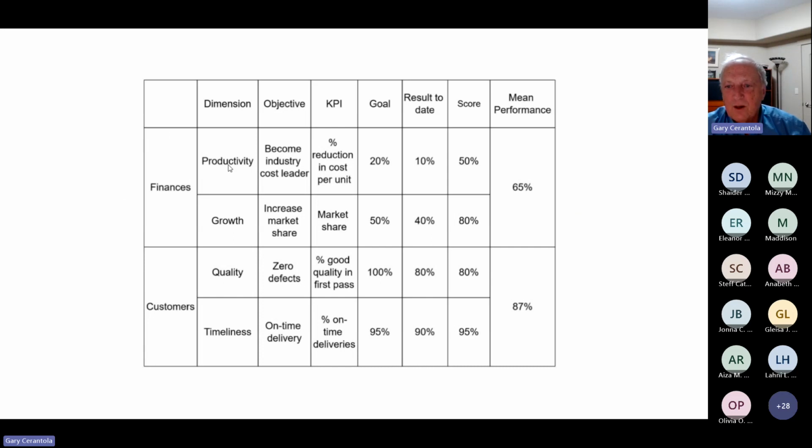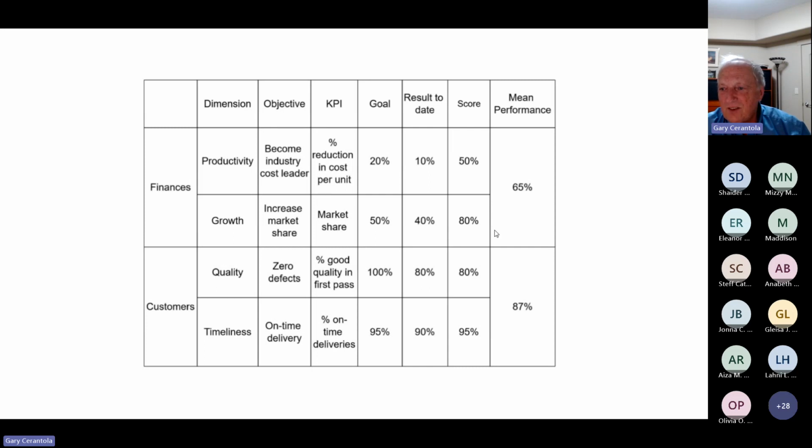And you're going to say, okay, for a productivity goal, my objective is to become an industry cost leader. And what am I going to do then? My target is I want to reduce my cost per unit by 20%, say in a year. And lo and behold, you only achieve a 10% reduction. So 10 over 20 is a 50% score.